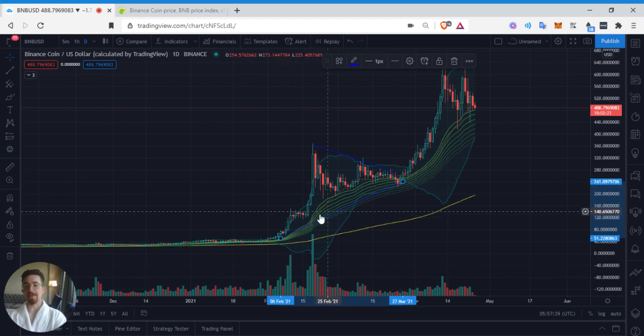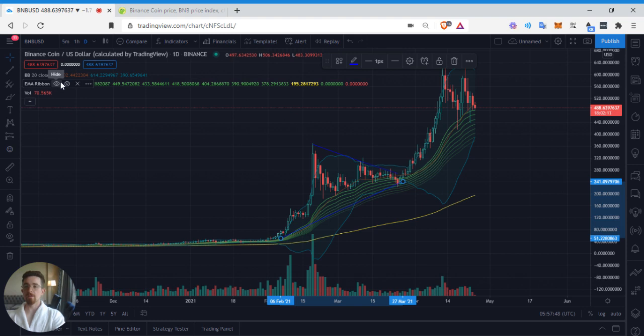And again, this is on the daily time frame, so it's harder to see this. But if you zoom in, you'll be able to see a lot more of the detailed price action. And by the way, I can just get rid of these moving indicators.